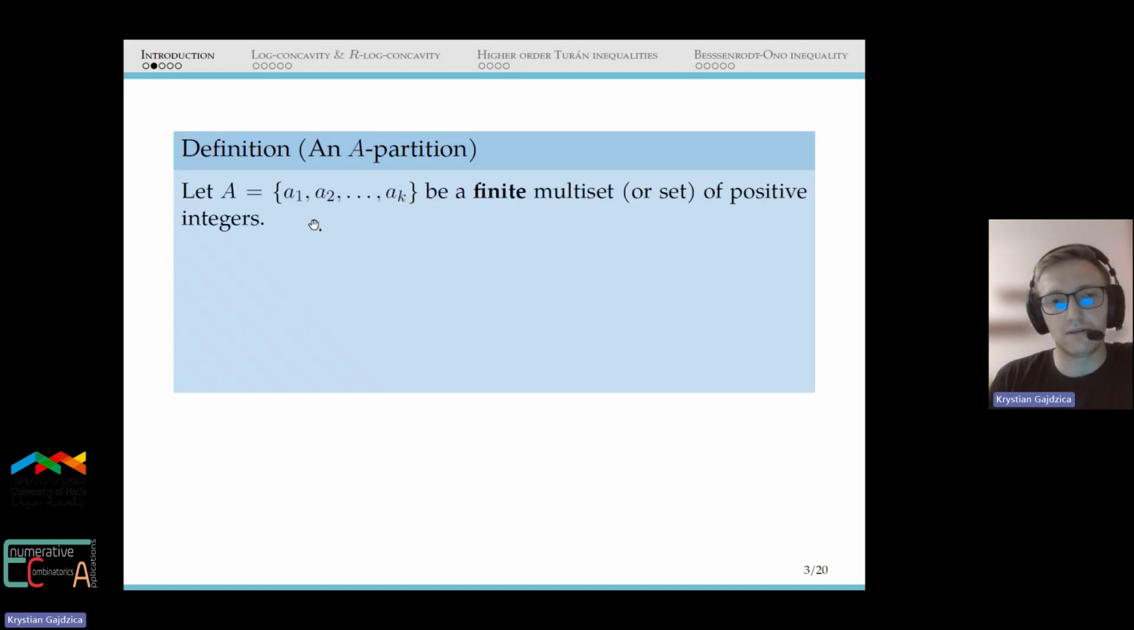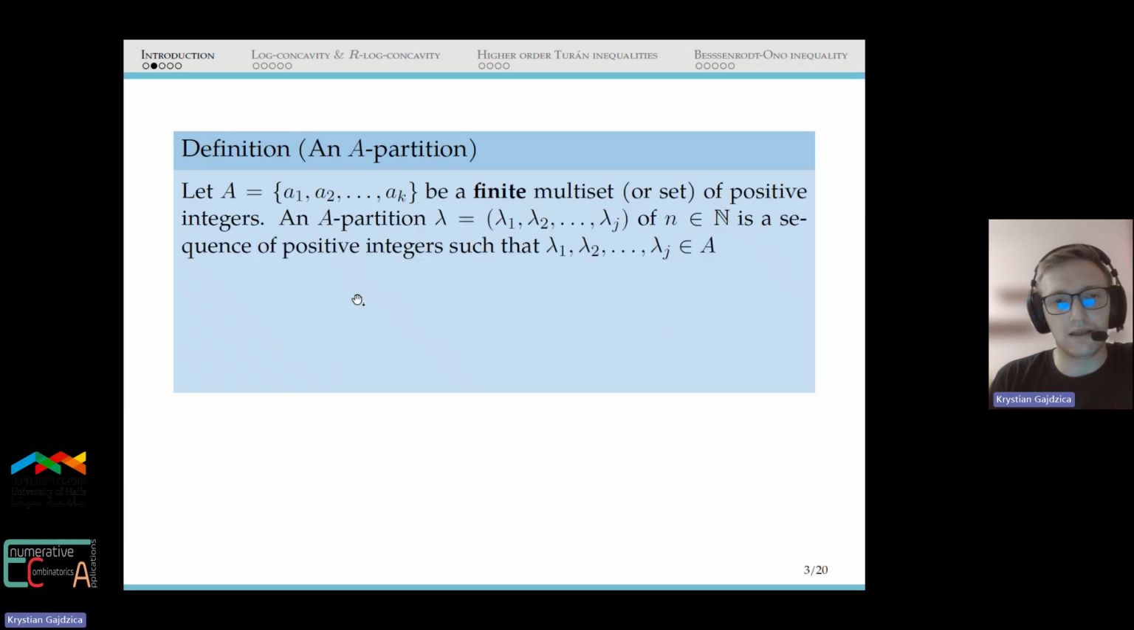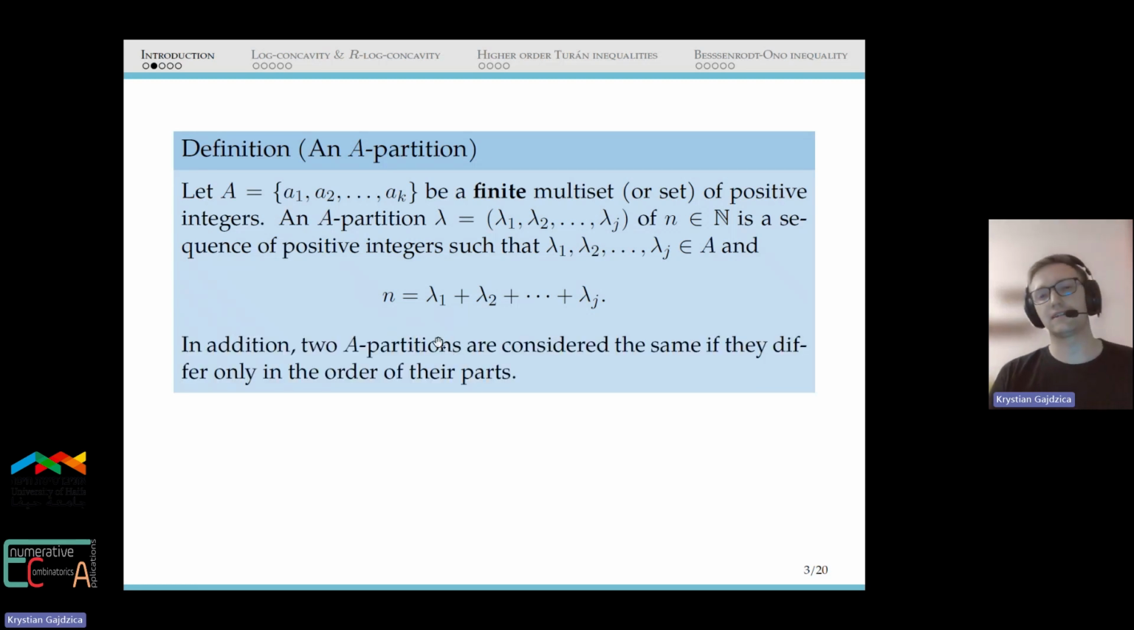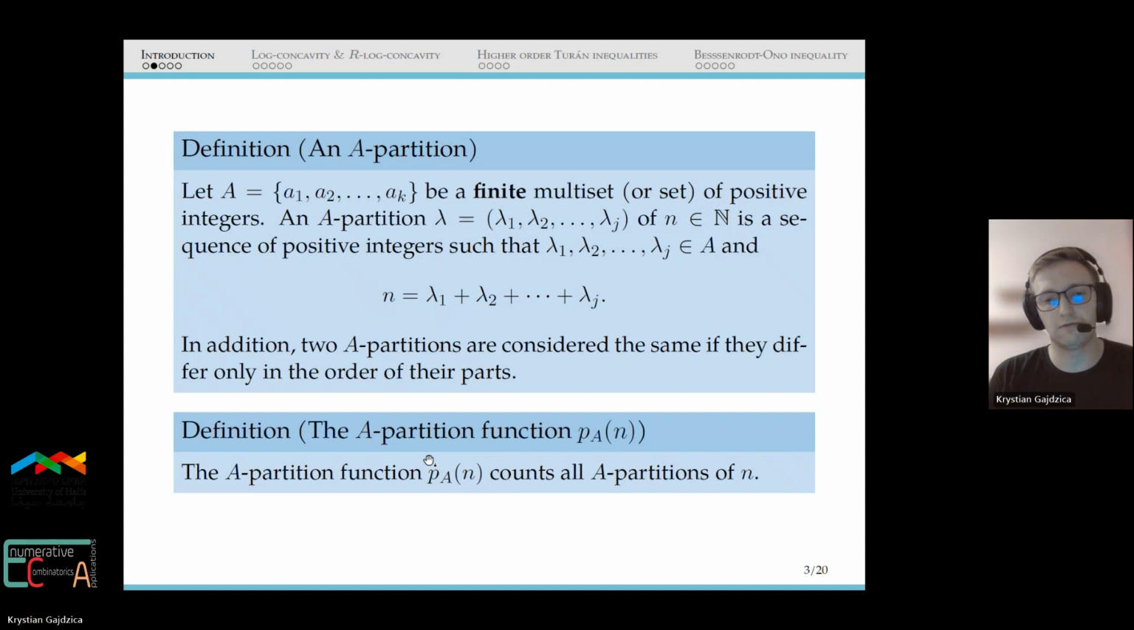So we have a finite multiset A of positive integers, and by an A partition of a non-negative integer n, we mean any sequence lambda, which consists of lambda 1, lambda 2, up to lambda j, such that all of its elements belong to the multiset A, and their sum is, of course, equal to n. In order to avoid confusion related to the situation in which A1 equals A2, we have an additional requirement that two A partitions are considered the same if there is only a difference in the order of the parts. And now the A partition function of n is just the number of all A partitions of n.